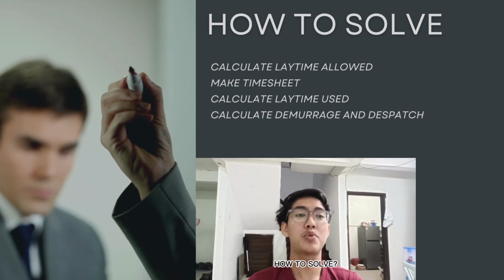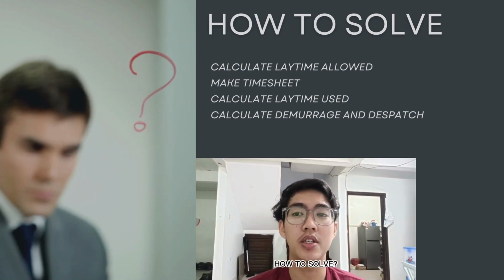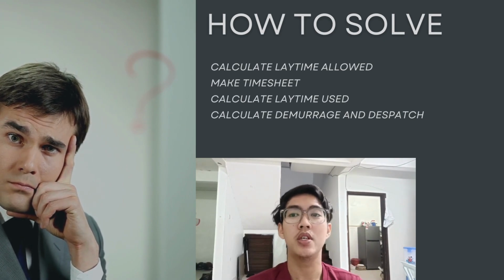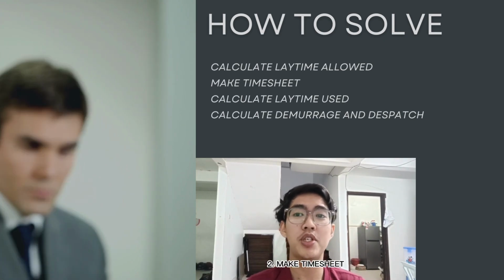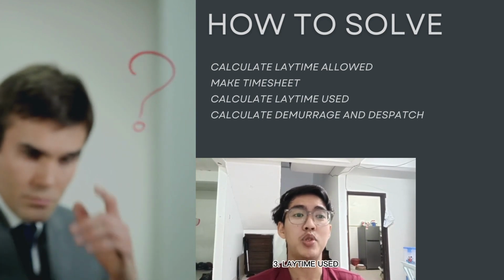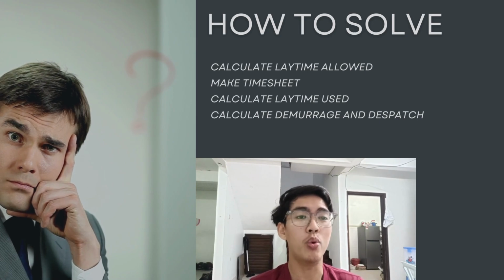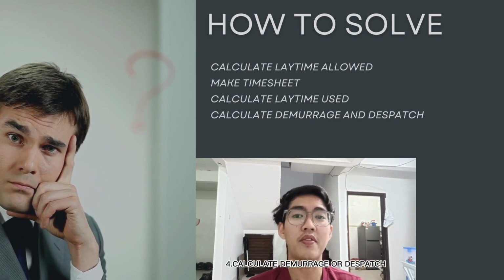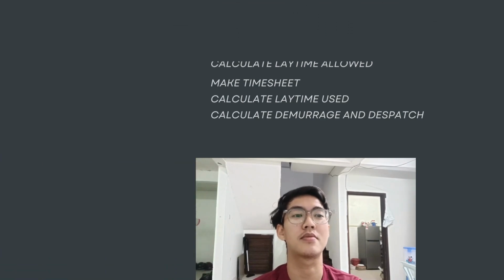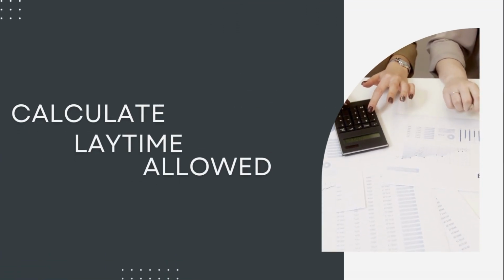There are a few steps to solve this answer. The first one is to find the laytime allowed. Then make a timesheet table. After that, we can find the laytime used. And lastly, with the steps above, we can find demurrage or dispatch. Laytime allowed.